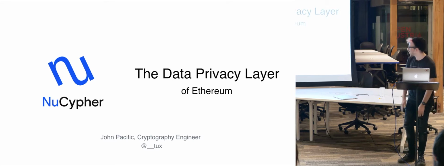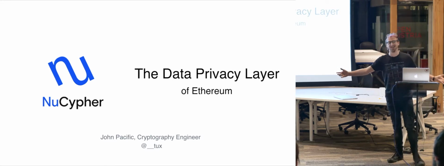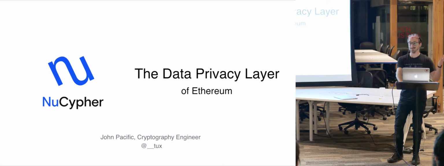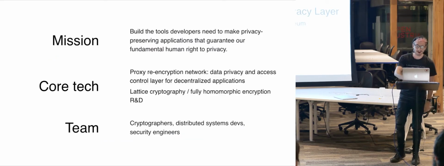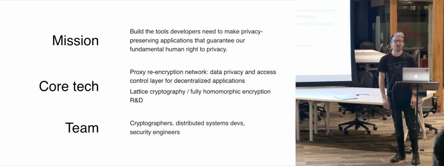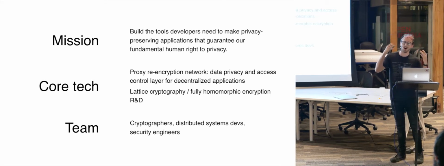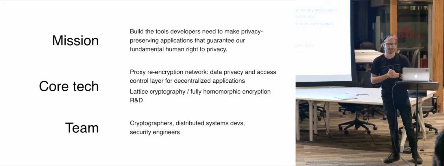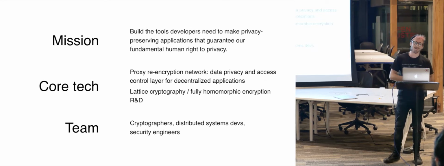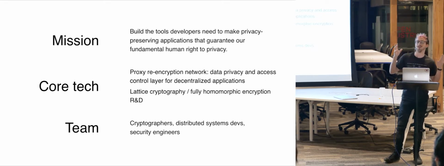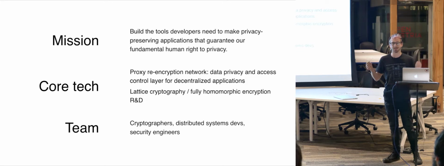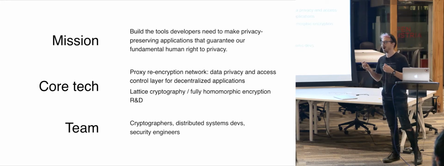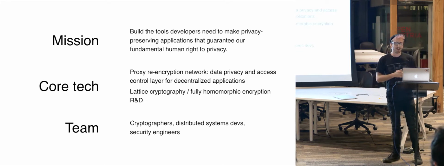At NuCypher, we're building the data privacy layer of Ethereum, or any blockchain for that matter, really. So just to go over what we are, who we are, what we do. We're building tools developers need to build privacy into their applications, specifically for decentralized or distributed applications. Our core tech that we use for our network is something called Proxy Decryption. I'll dive into what that is.